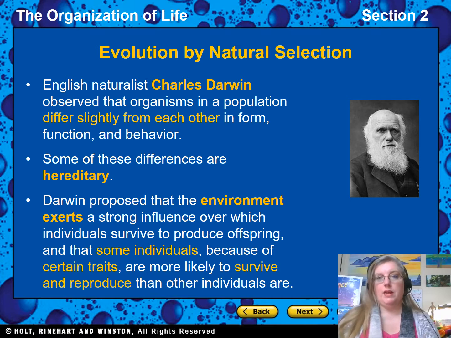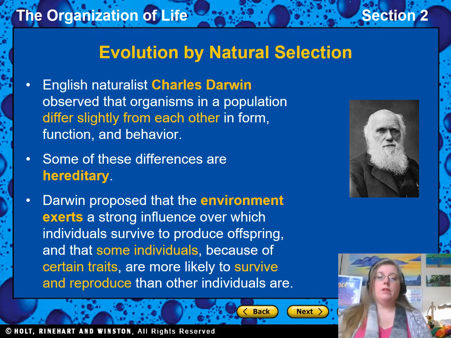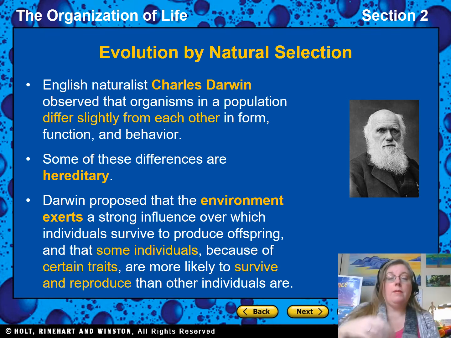Well, that wasn't any big news. We know that the organisms differ slightly from each other. Think of three siblings that have the same parents. They are very, very different from each other. And every single organism in the whole world is the exact same thing. They are different in form, meaning how they're shaped, in function, how they work, and in behavior. Some of these differences are hereditary, meaning they get passed down from parent to offspring.